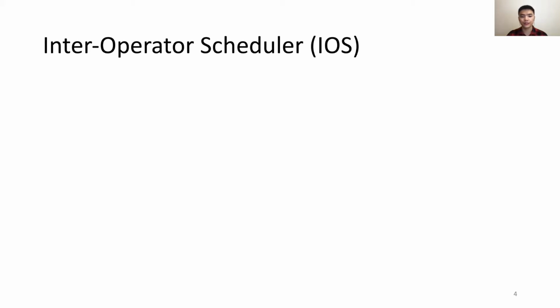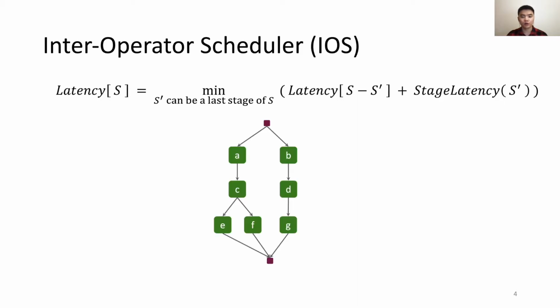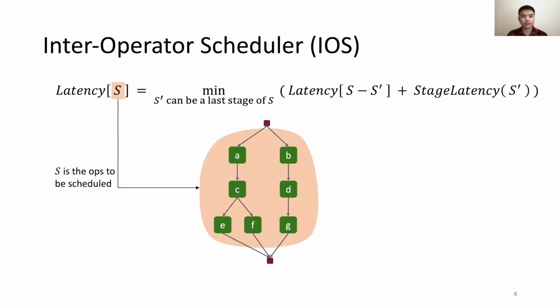What IOS does is to break the complicated problem of finding the optimal schedule for the whole computation graph into sub-problems that find the optimal schedule for subgraphs. This formula describes how this reduction works. I will explain each component in this formula through this example computation graph. Here, S represents the operators of the computation graph that we want to schedule. We use latency(S) to represent the latency of the optimal schedule for S.